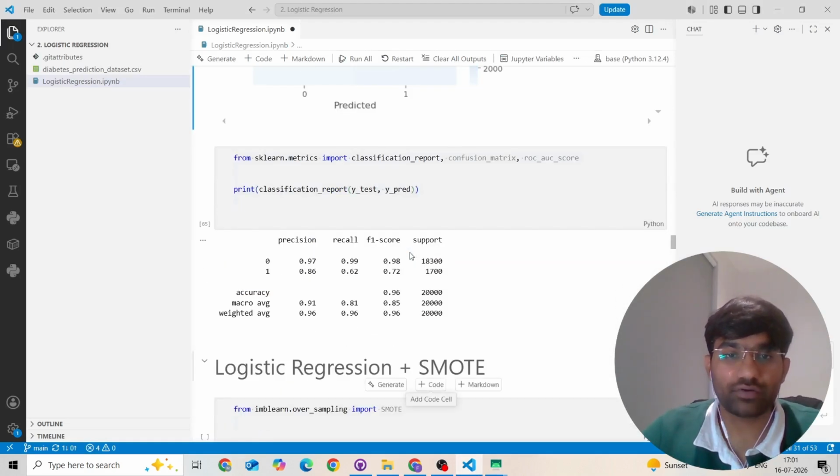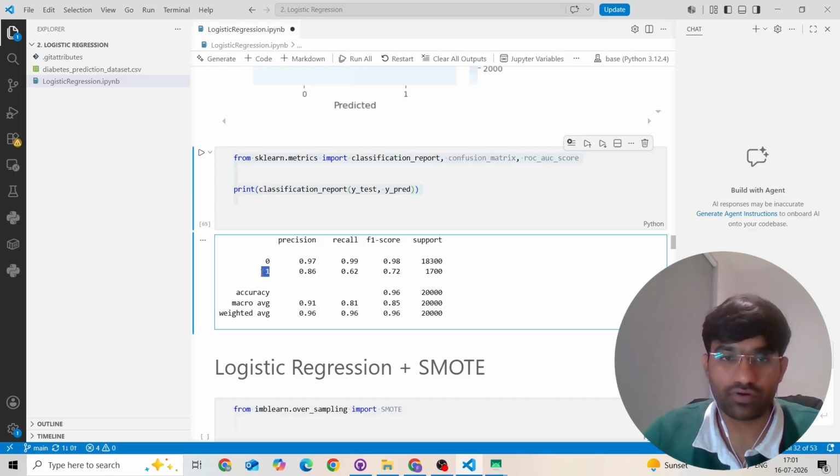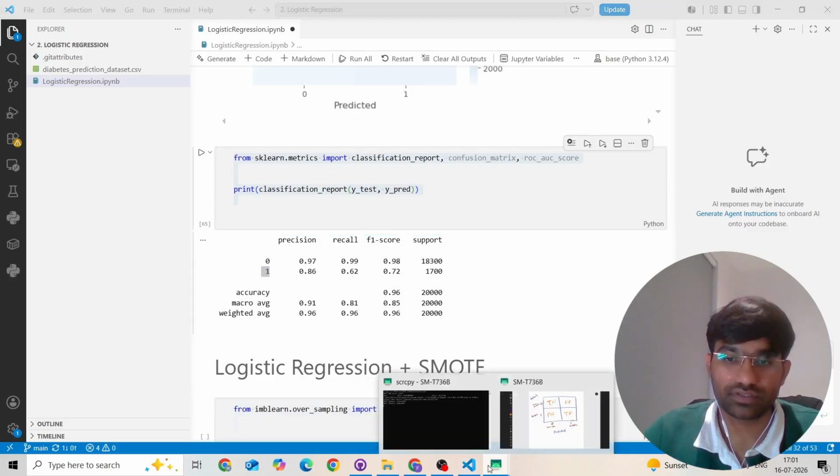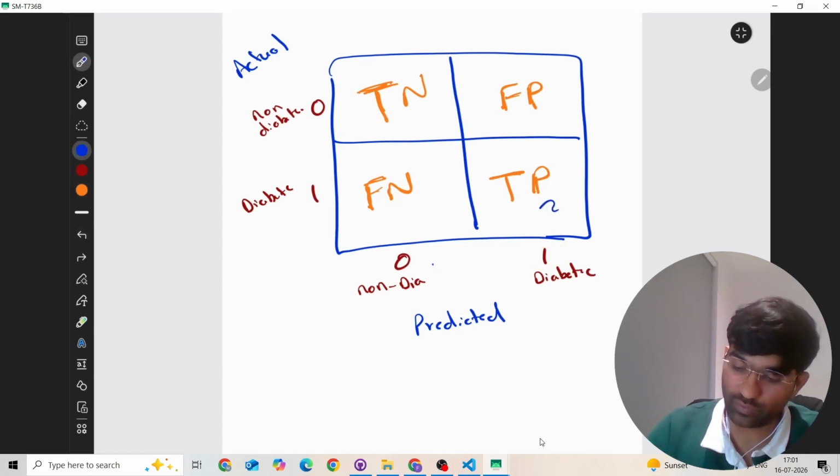We have calculated the precision and recall. This is the classification report. So see here, the precision score is 0.86. You should go for the 1, you should not go for the 0. Why 1? Why not 0? See, this is 1, this is 1, right? So you have to go for this true positive.